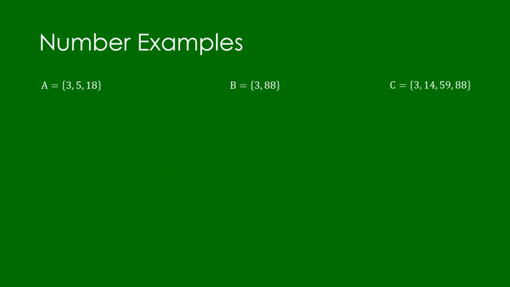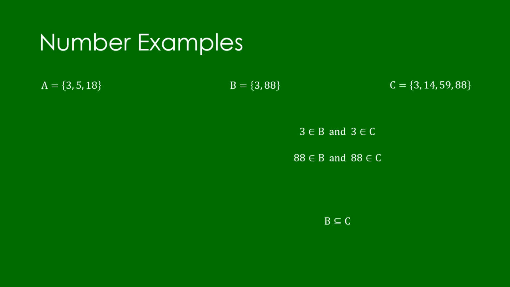So let's add one more set C, and let's define it to contain the elements 3, 14, 59, and 88. Are there any similarities between set B and set C? Well, just like before, 3 is an element of both B and C. But 88 is also an element of both B and C. In other words, every element in B can be found in C. When this is the case, we can say that B is a subset of C.